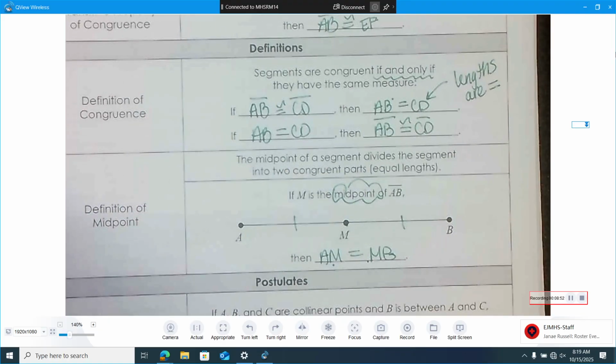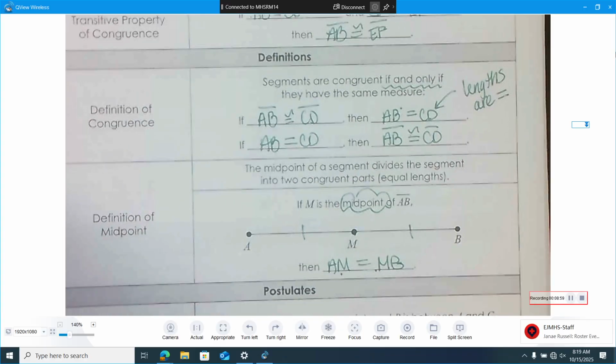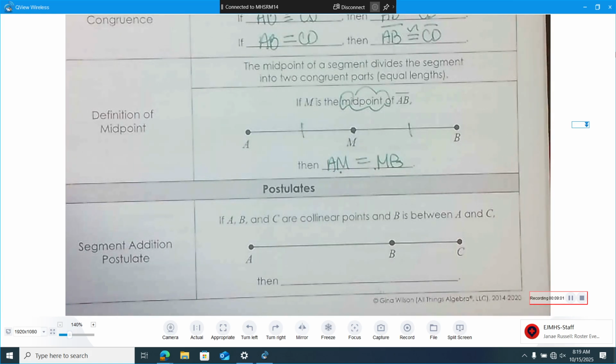Okay, questions on those? We're good, right? We've seen all this before. It's kind of like a review day. All right, kind of nice.